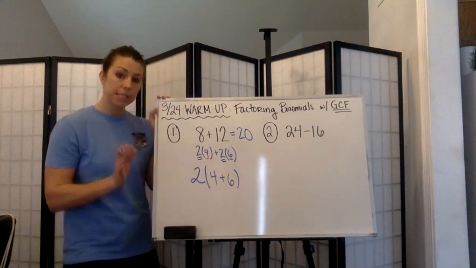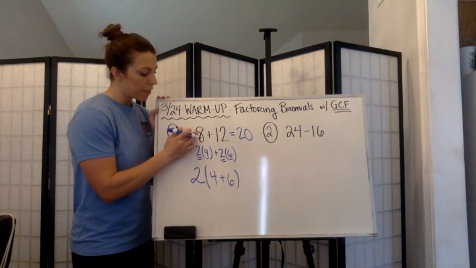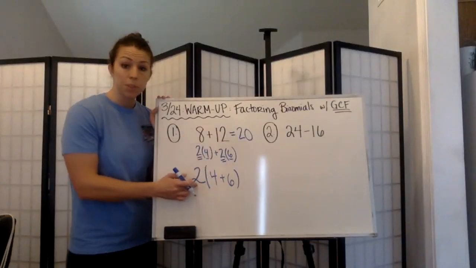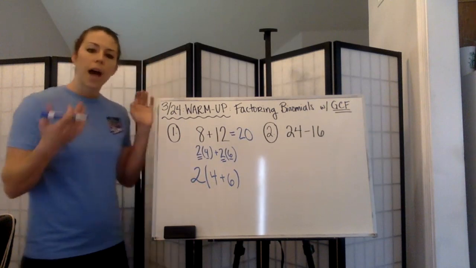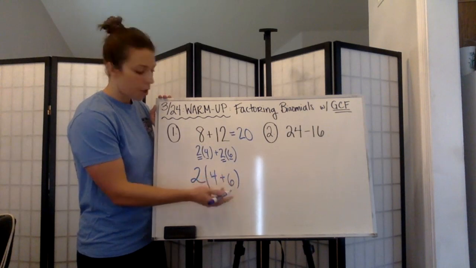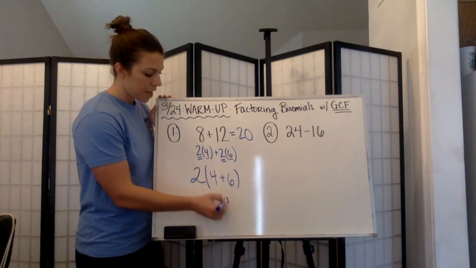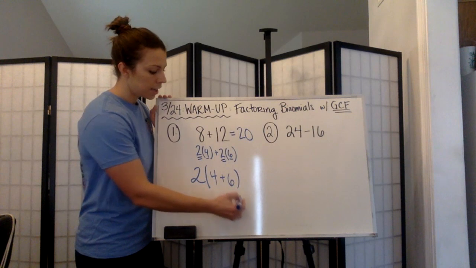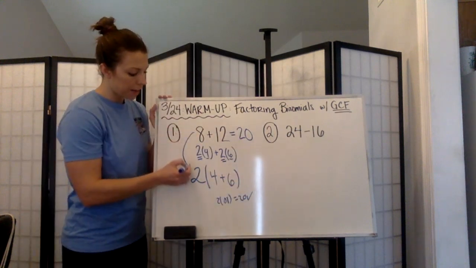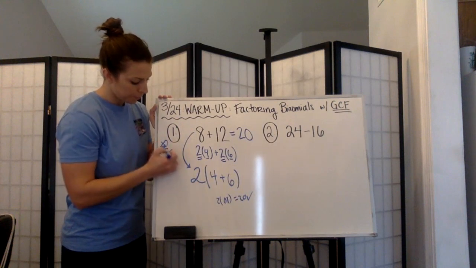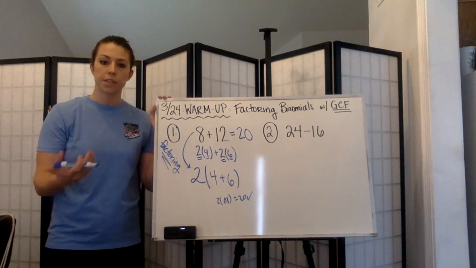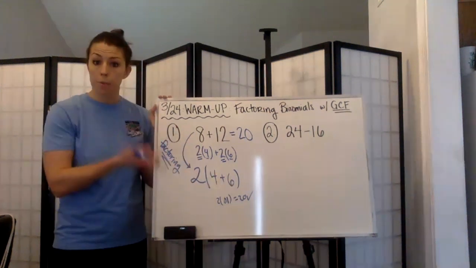So what we've essentially done is we've taken 2 out of 8, which leaves us with 4, and 2 out of 12, which leaves us with 6, and we're multiplying it out in front. Now, how do we know this is still equivalent? Let's do a quick check. What is 4 plus 6? 4 plus 6 is 10. And what's 2 times 10? Still 20. So this is called factoring. Factoring means take something that is a sum or a difference and turn it into a product.